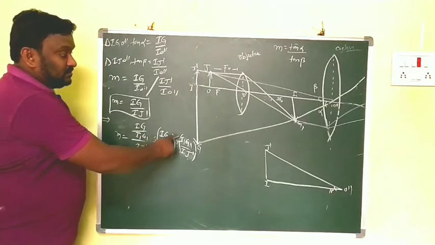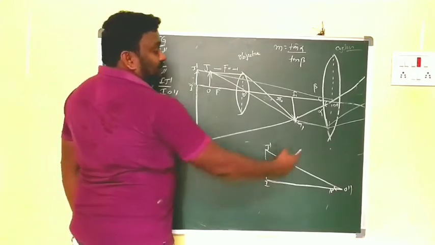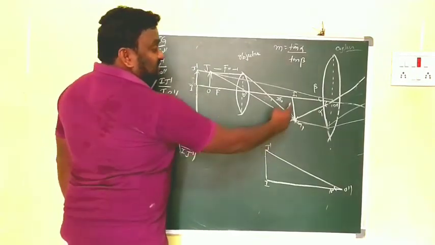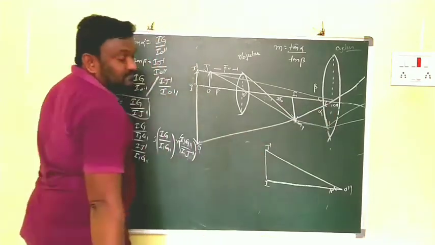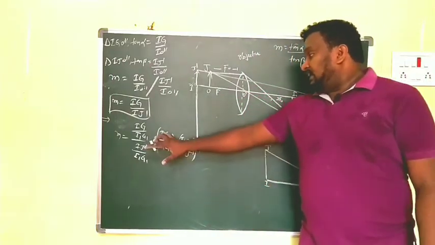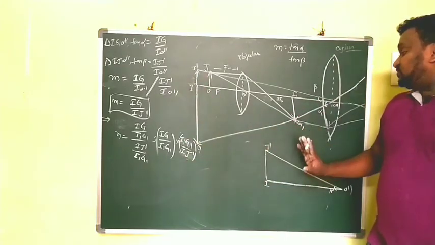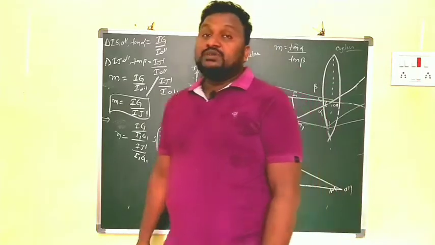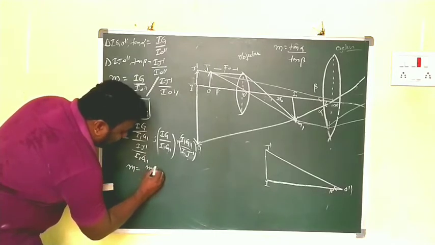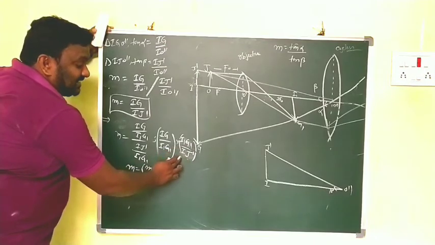Here, I Z by I1 G1: I Z is the size of the image of the eye lens, and I1 Z1 is the size of the object of the eye lens. Clear, children? So that should be called here the magnification of the eye lens. That is M E. Clear?